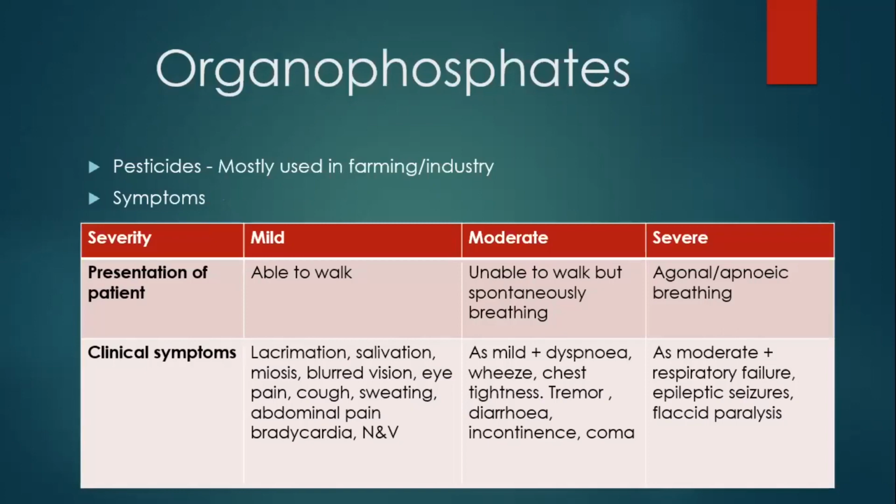Okay, organophosphates. These are industrial pesticides, mostly used in industry and mass agriculture. Organophosphates are the most common type of poisoning when it comes to these sorts of chemicals. The presentation of the patient is quite an easy one: mild, moderate, severe.